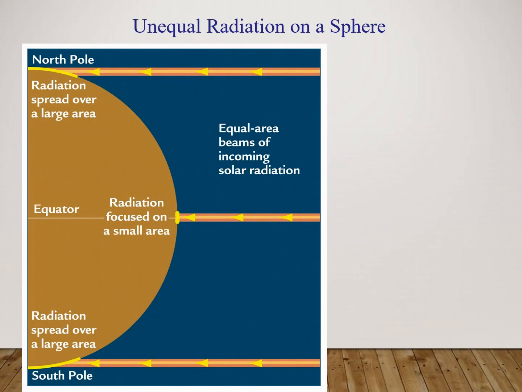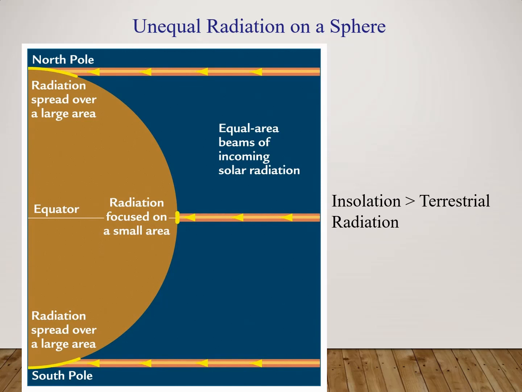As you know that the earth is spherical in shape, so the sun rays cover a small area near the equator, whereas they fall at a lower angle as we move away towards the poles. The polar regions get very slanting rays of the sun. So let's see what happens because of unequal radiation on a sphere.